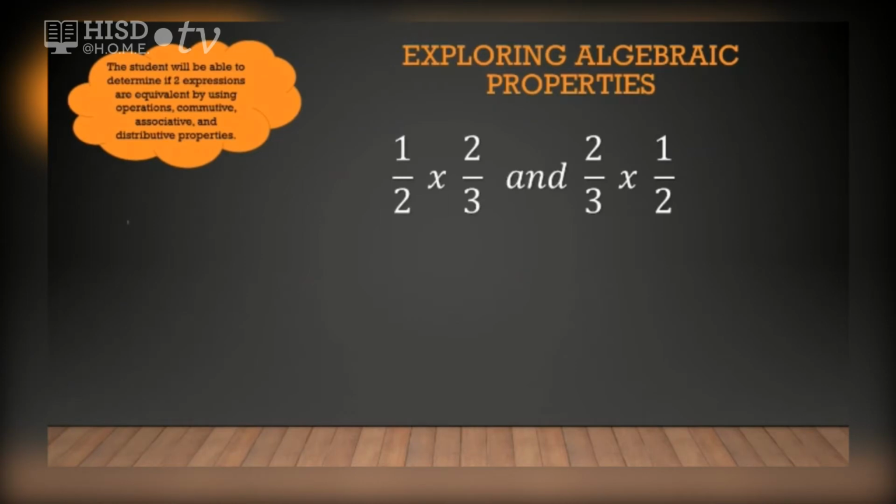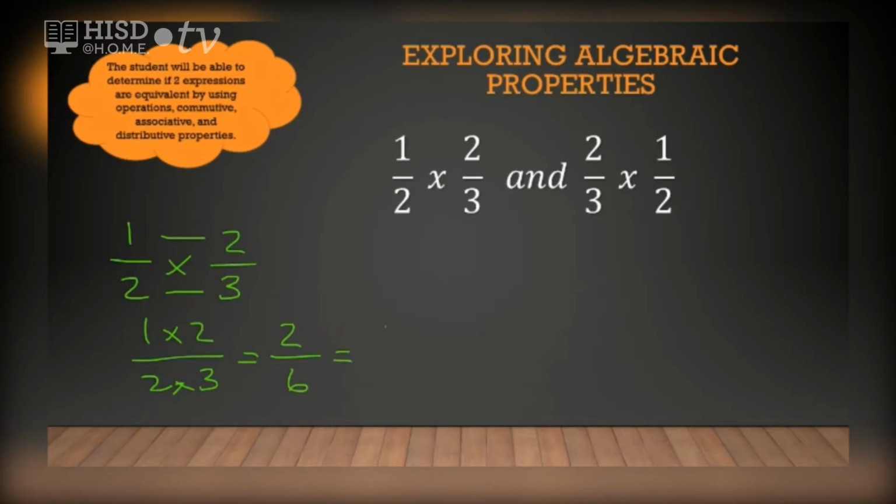For the commutative property on multiplication, we are going to explore these operations with fractions. We're going to have 1 over 2 times 2 over 3. And remember that when we multiply fractions, we multiply the numerators and then the denominators. So 1 times 2 over 2 times 3. This is going to equal 2 over 6. So my final result, simplified, is 1/3.